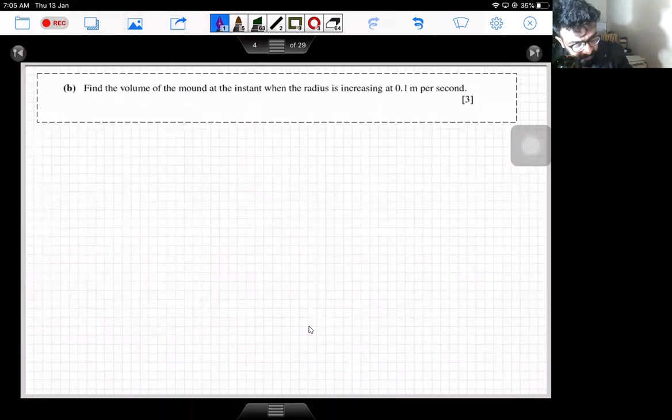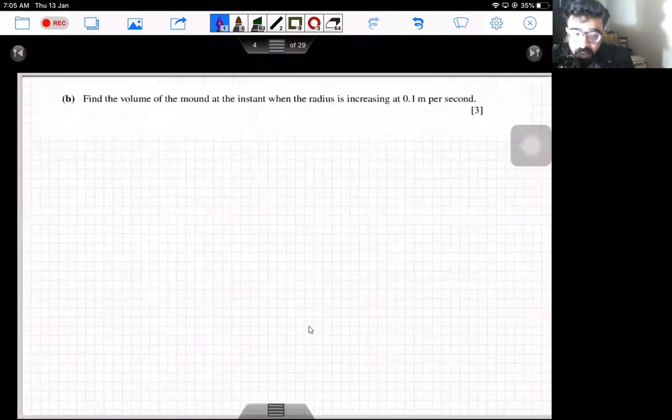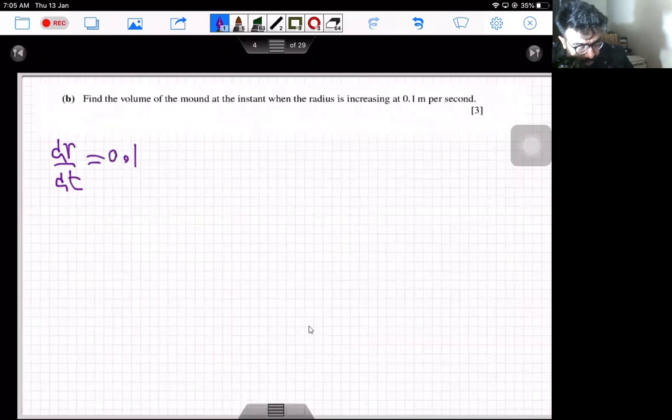Then we have the next part. Part B is saying: find the volume of the mound at the instant when the radius is increasing at 0.1 meter per second. At the instant when the radius is increasing at 0.1 meter per second, which means that the value of dr over dt is given to us, that is 0.1 meter per second.